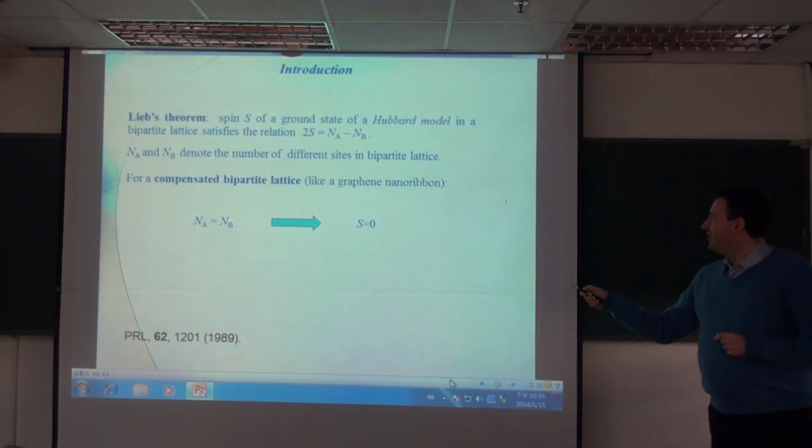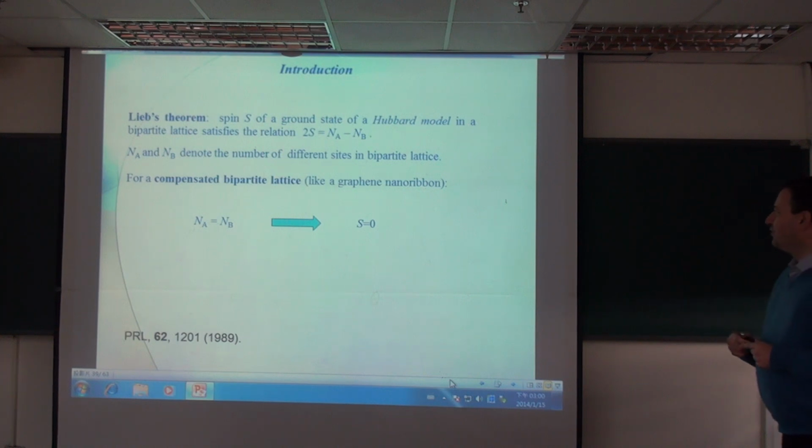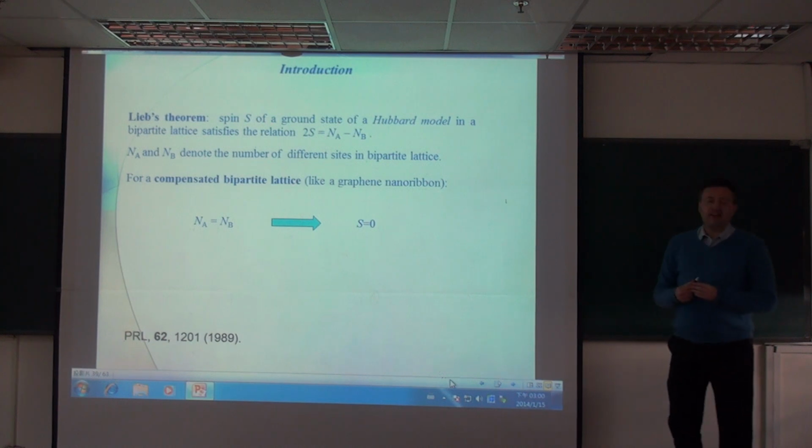So this finding is based on the theorem by Professor Lieb from Princeton University, which says that the spin of a ground state, according to a Hubbard model in a bipartite lattice, satisfies this relationship here. 2S is equal to Na minus Nb, with Na and Nb the number of sites in the two sublattices of the bipartite lattice. And thus in the case of a compensated bipartite lattice, like a graphene nanoribbon, we have an equal number of sites in the two sublattices, Na is equal to Nb. Thus the total spin must be 0. Thus we have a singlet state, and thus according to the symmetry broken wave function, we have an antiferromagnetic singlet ground state.